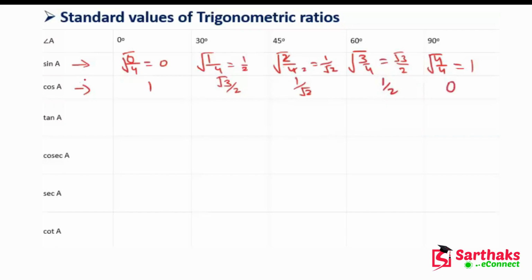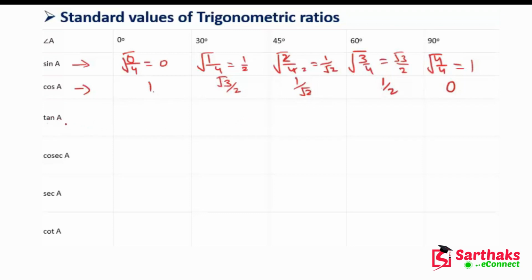Okay, so you can see that the cos A is what? This is the reverse of sine A, means here is 1, here is root 3 upon 2. Okay, so basically we just write the inverse of the values of sine A, means 0, 1 upon 2, 1 upon root 2, root 3 upon 2, and 1. And here is 1, root 3 upon 2, 1 upon root 2, 1 upon 2, and 0.